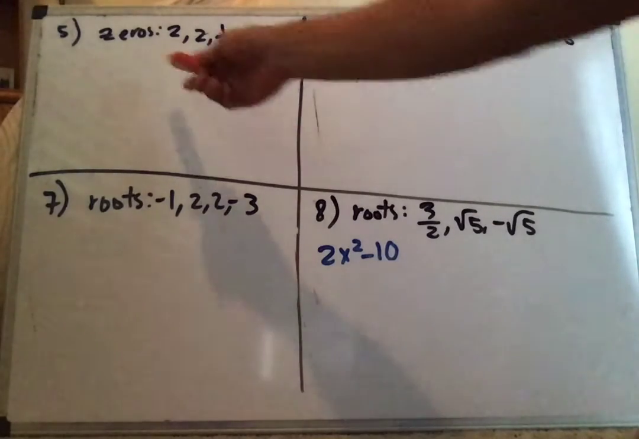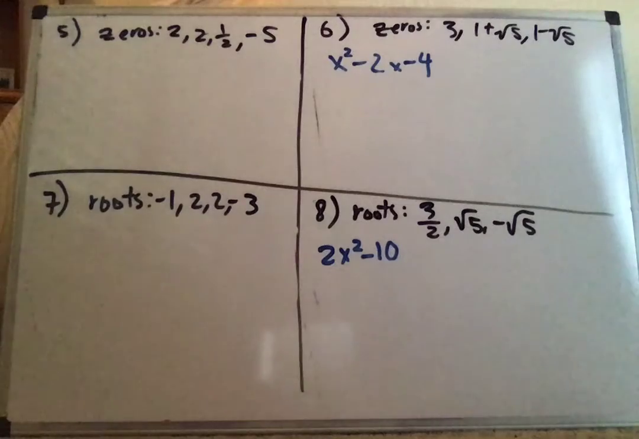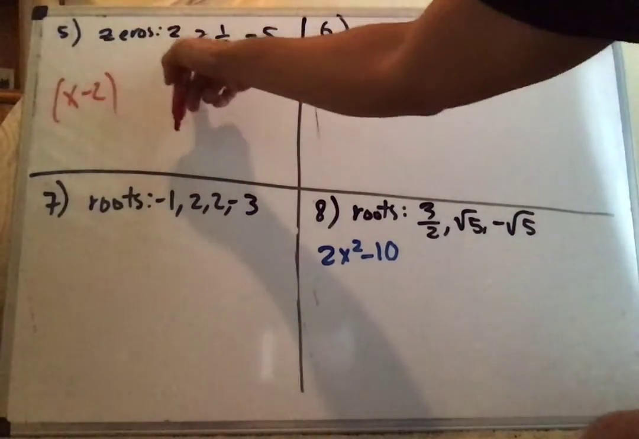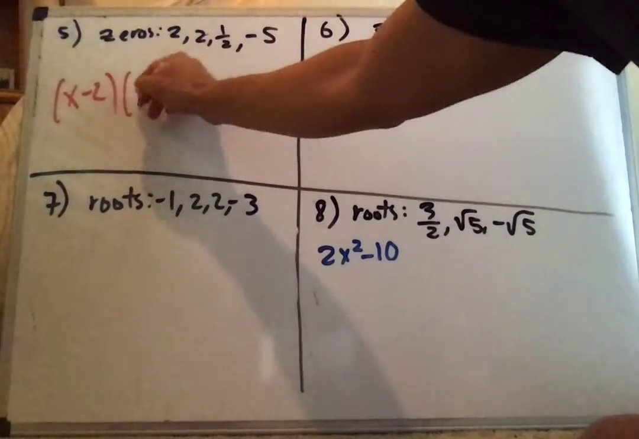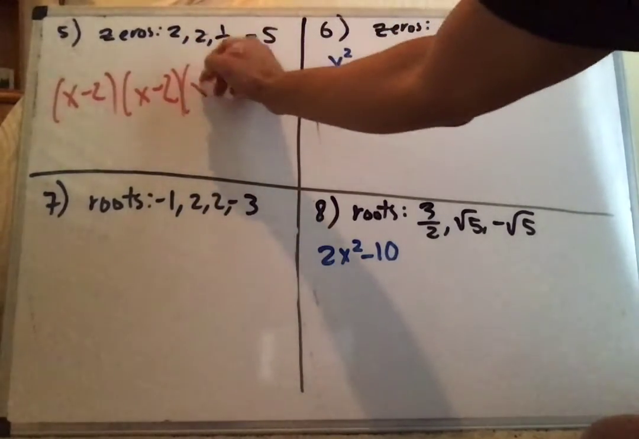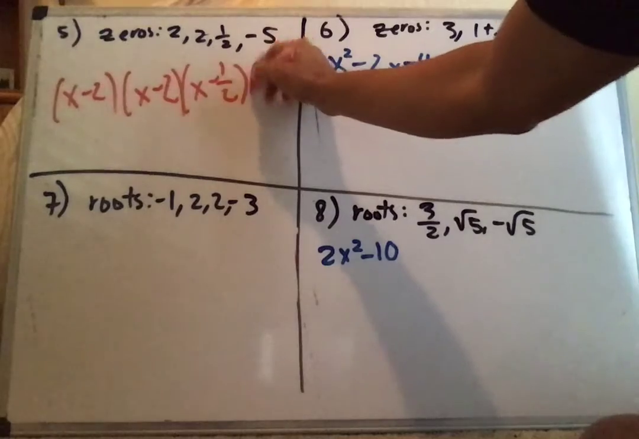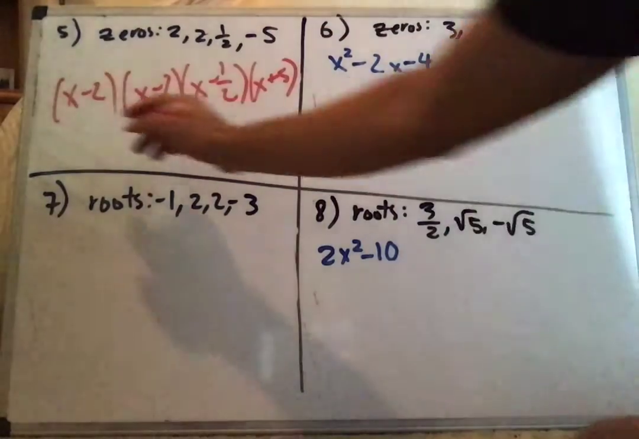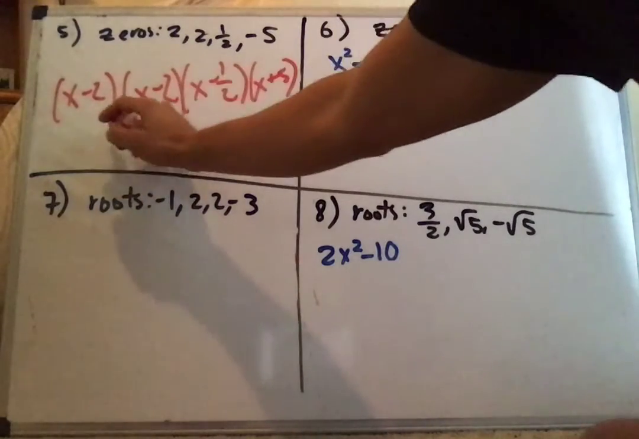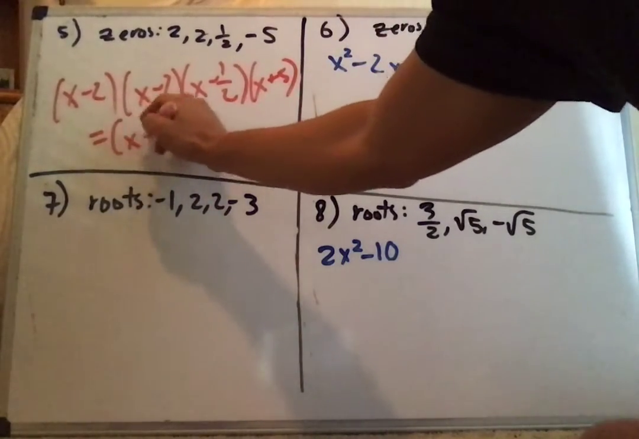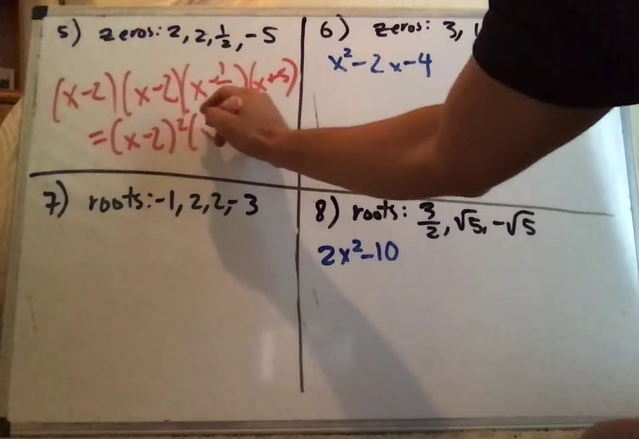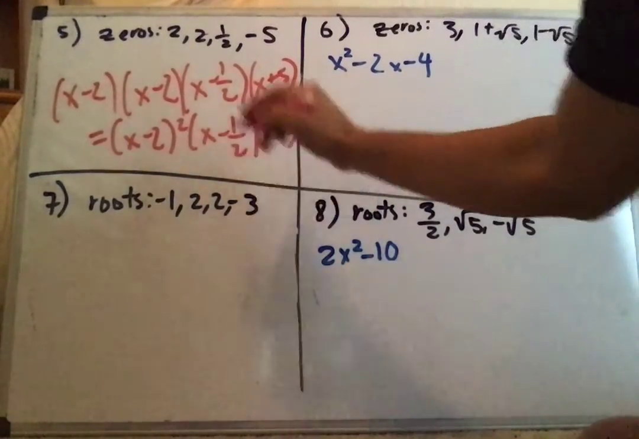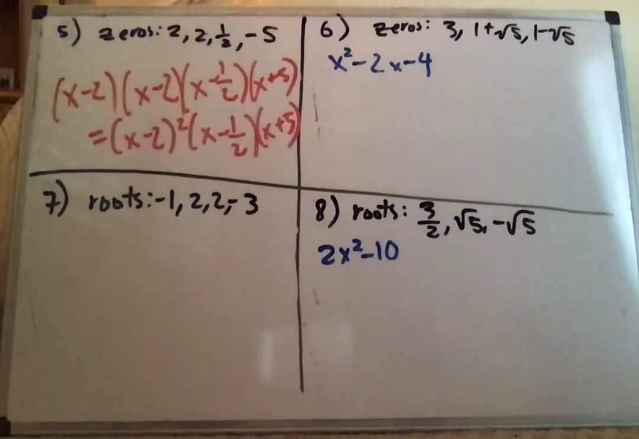Number 5, you have these zeros we found in the first question, right? All you do is write out x minus 2, that's the first zero, and then x minus 2 again since it appears again. x minus a half, x minus a negative 5, which is x plus 5. Now I can condense that notation slightly because I have x minus 2 appearing twice. I can write that as x minus 2 squared, x minus a half, x plus 5. That's it. That's the answer right there.